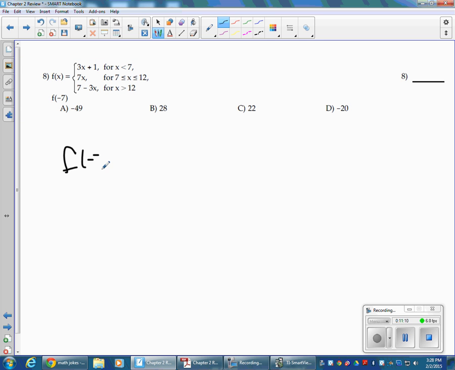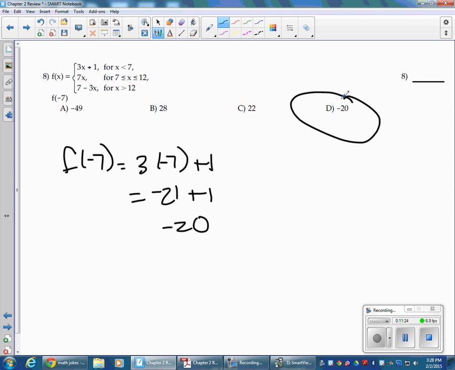F of negative 7 would be 3 times negative 7 plus 1. Because it's negative 7, I'm going to use the top equation. So 3 times negative 7 is negative 21, plus 1 is negative 20. So my answer number 8 would be D, negative 20.